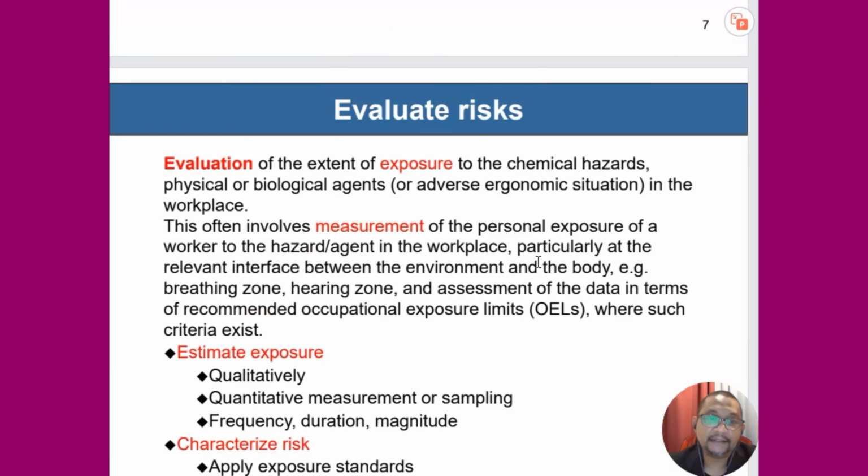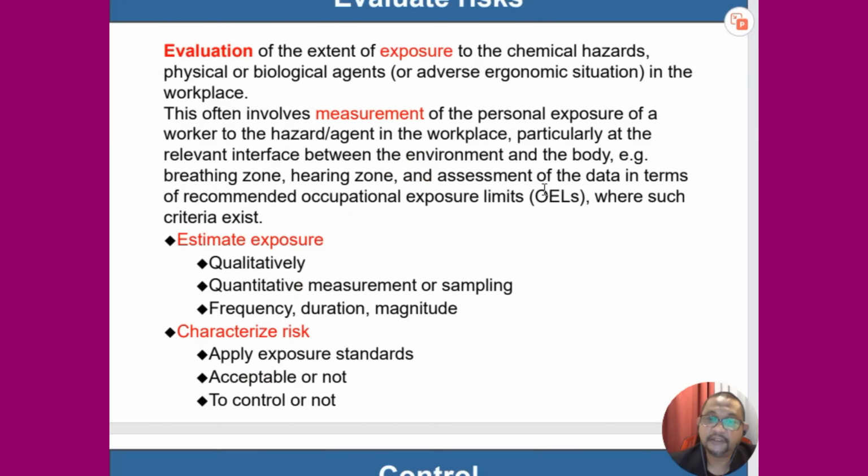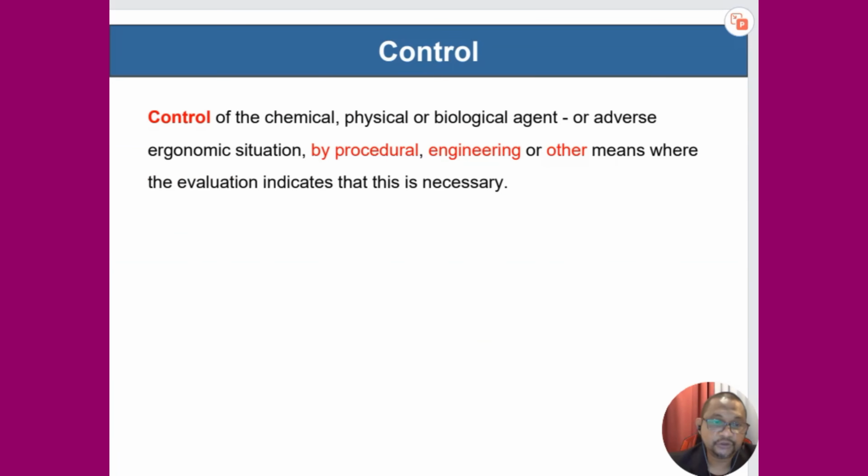Industrial hygiene compares exposure levels to the occupational exposure limits set by regulatory bodies such as OSHA. That means OSHA stands for Occupational Safety and Health Administration, or ACGIH, the American Conference of Governmental Industrial Hygienists. Okay, this is for evaluation of the hazards. And the last one is control.